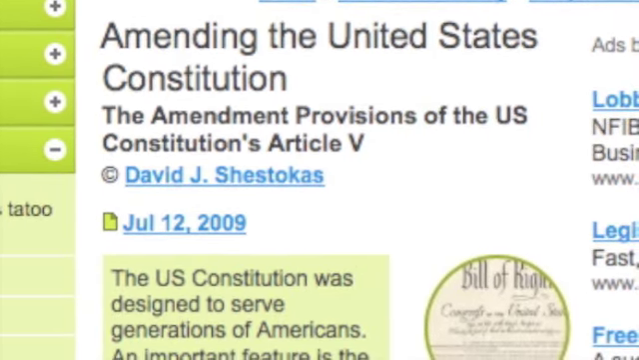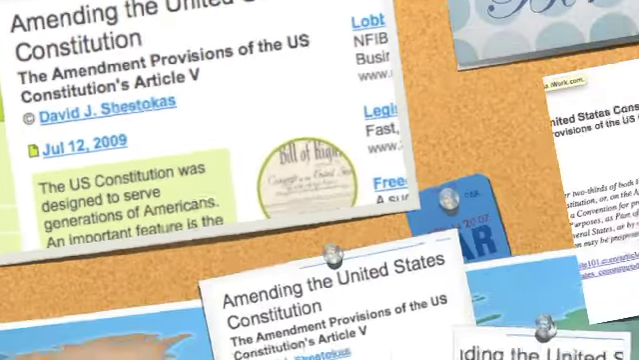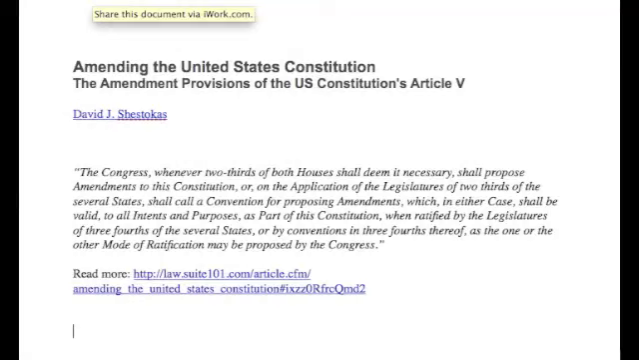The first method has been used in 26 of the 27 amendments. Your book is actually off by one because one amendment has been added since the book was written, the 27th. Only for the 21st Amendment was the normal method of changing the Constitution not used.